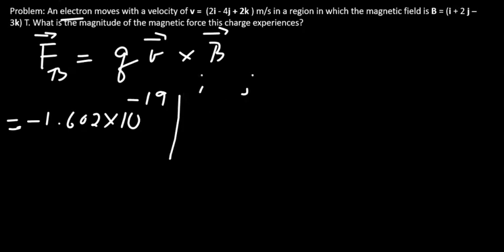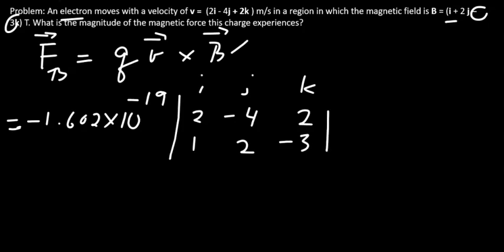So i, j, k. The x component of the velocity vector is 2, the y component is minus 4, and the z component is 2. Now let's look at the second vector, the magnetic field vector in the cross product. The x component is 1, the y component is 2, the z component is minus 3. So now we need to do this cross product. You can write down the charge of this electron. It's just a constant outside.